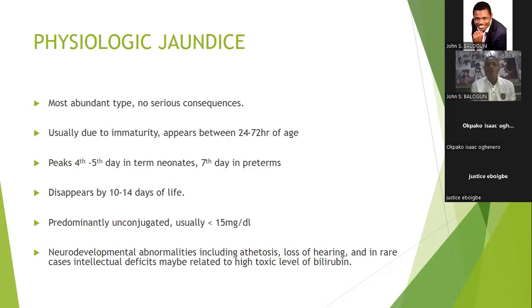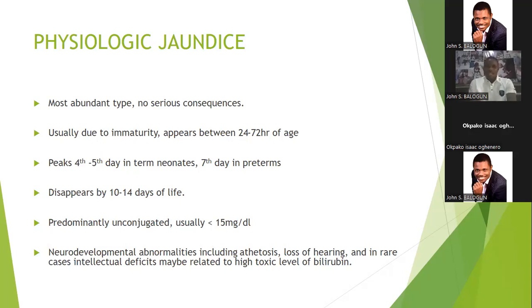Now, how do you say that this jaundice that you are seeing is physiologic? You should not say that right away, because physiologic jaundice is a diagnosis of exclusion. It's a diagnosis you make after you have excluded all the other causes of jaundice. Scientifically speaking, it is the most common type of jaundice that we have. Most of them are physiologic. They will likely not cause harm. So, what are those characteristics that can make you say, okay, likely this is physiologic jaundice?